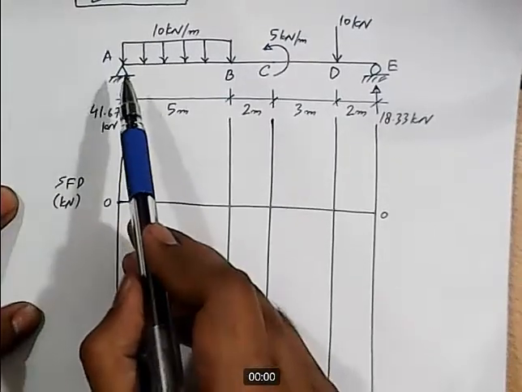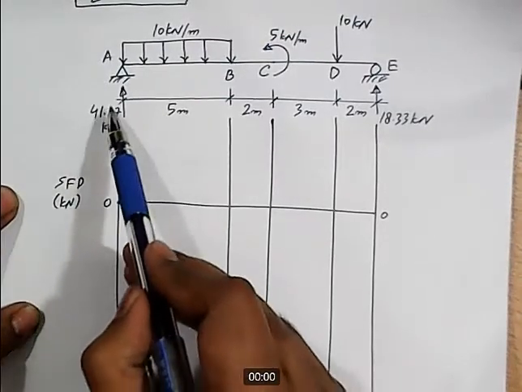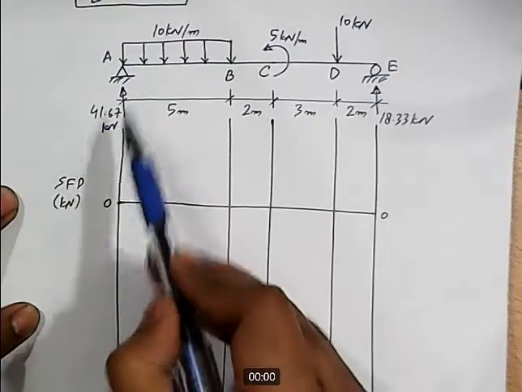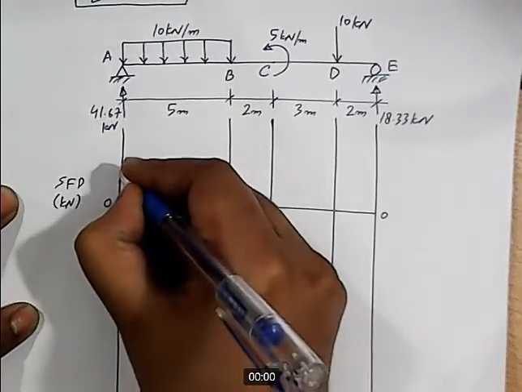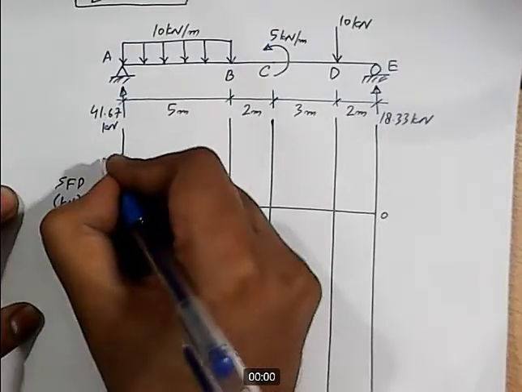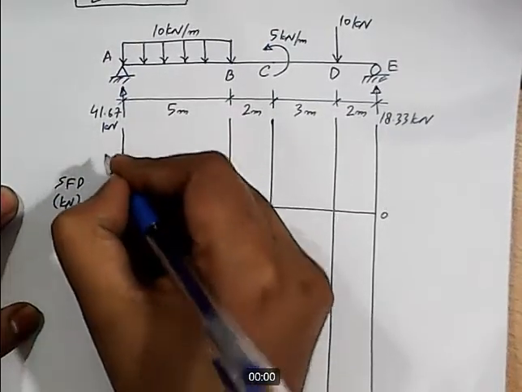Okay, so let's start from the left end. At the left end, at point A, we have this reaction 41.67 acting in the upward direction. So from 0, we will move in the upward direction up to 41.67.